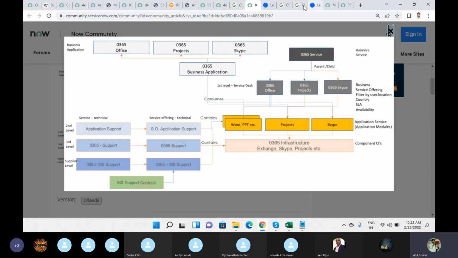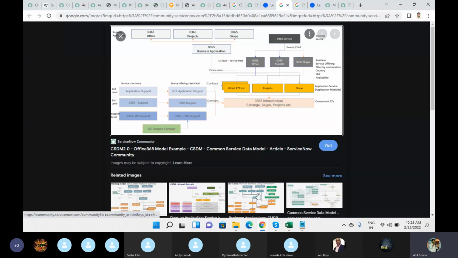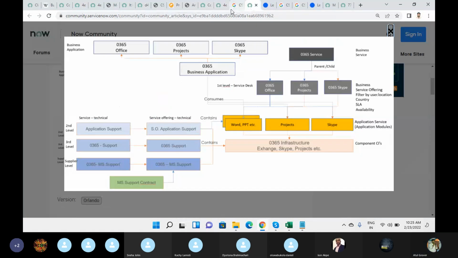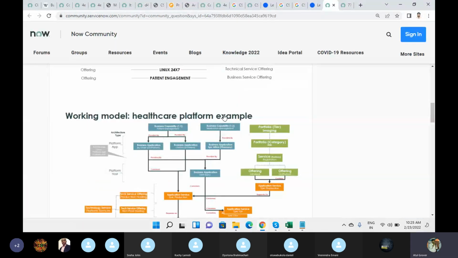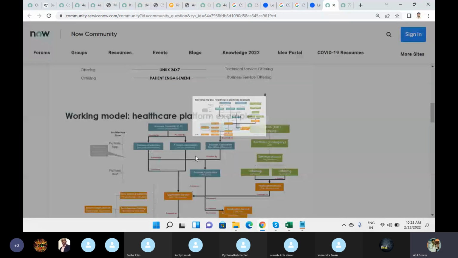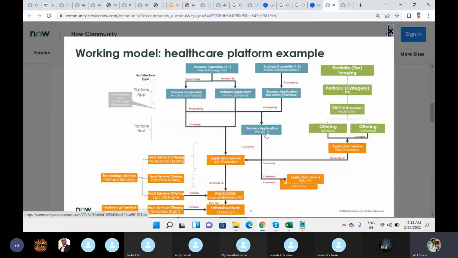Now, let me go to the other part. Where is the healthcare one? Okay, this one. So what business capability do they have? Let's see, the business application, EMR, is their business application. And on the top, they have the business capability called patient management. If any patient is coming to a hospital, we need to maintain their data as well. To do that part, I have patient management, medication management.